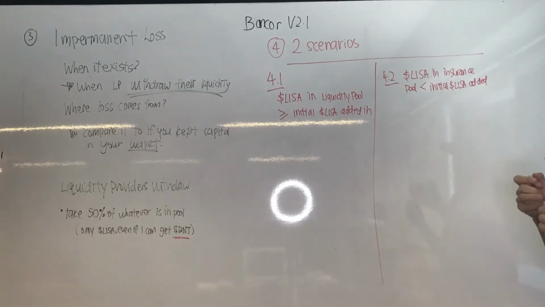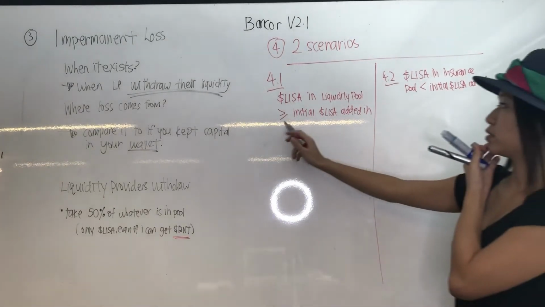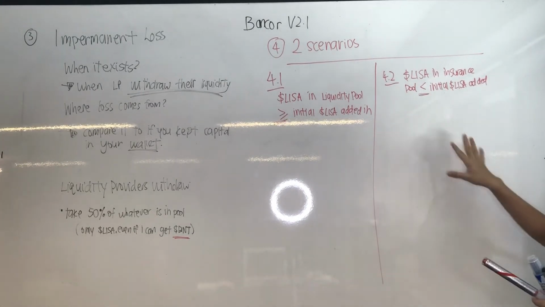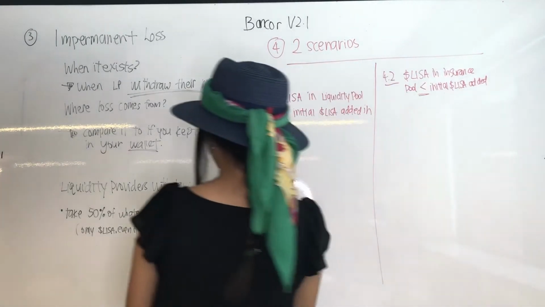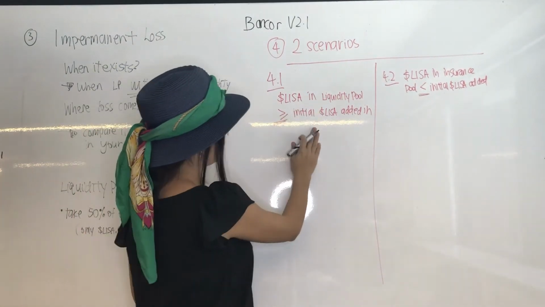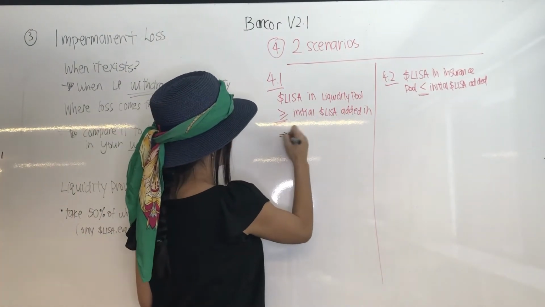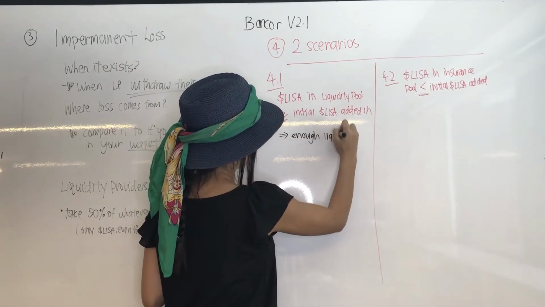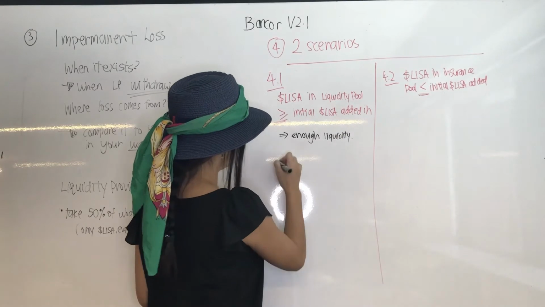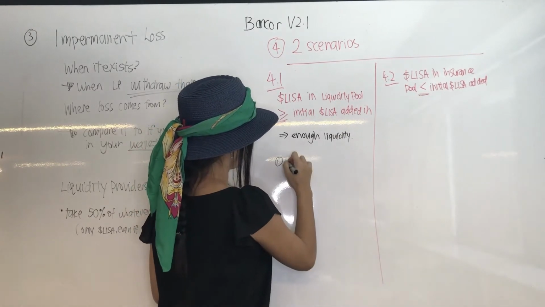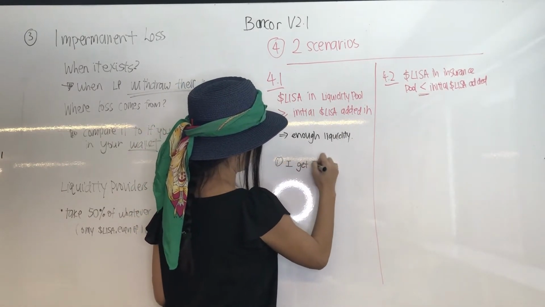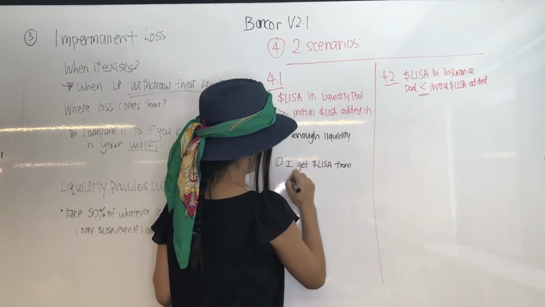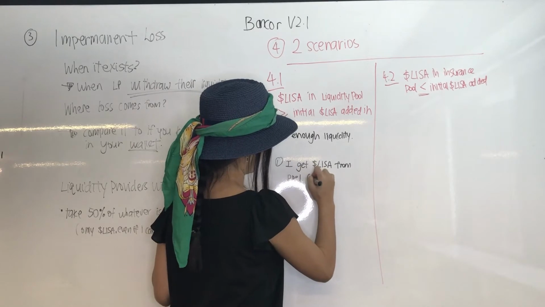So let's go back to scenario 1 first because it's a lot easier, where the Lisa tokens in the liquidity pool is actually more than the initial amount that I put in. So there is enough liquidity. So what happens? Number 1, I get the Lisa tokens from the pool, which is 50% of the entire pool, because I'm entitled to it, right? I own 50% of the entire pool. And I only get the Lisa token version because I didn't put in any BNT, I'm not entitled to any BNT.